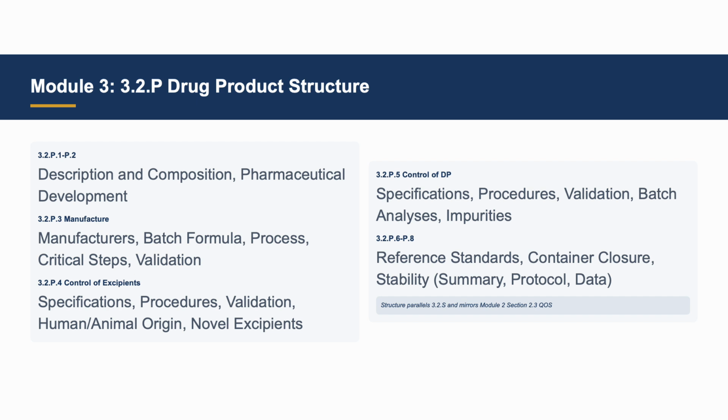Section 3.2.P.5 addresses control of drug product with specifications, analytical procedures, validation, batch analyses, characterization of impurities, and justification of specifications. Sections 3.2.P.6, 3.2.P.7, and 3.2.P.8 cover reference standards, container closure system, and stability respectively, providing the same types of information as the corresponding drug substance sections but specific to the drug product.